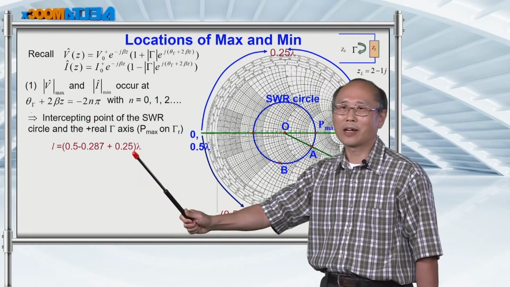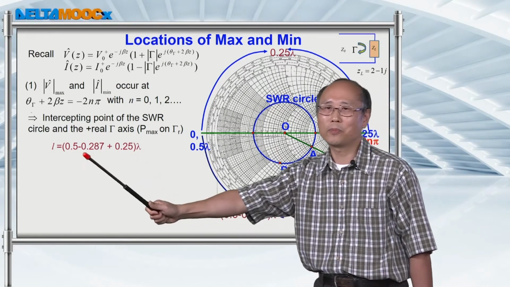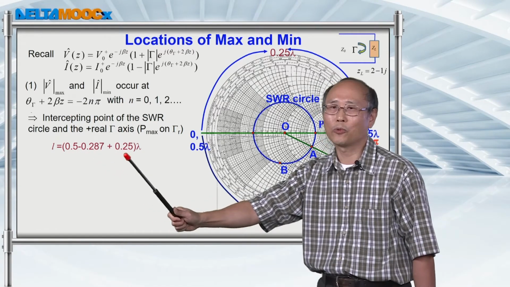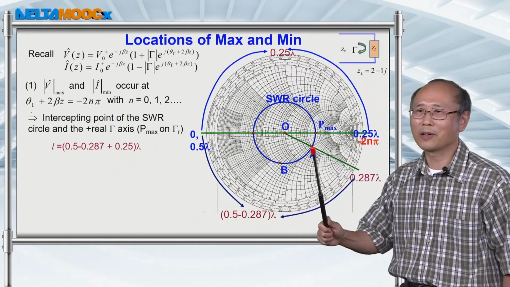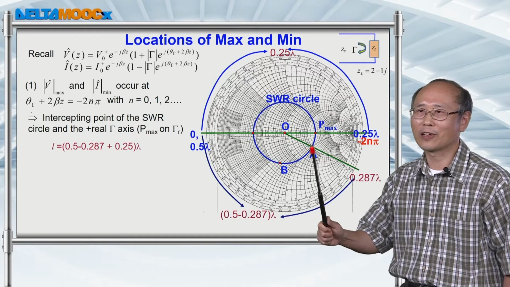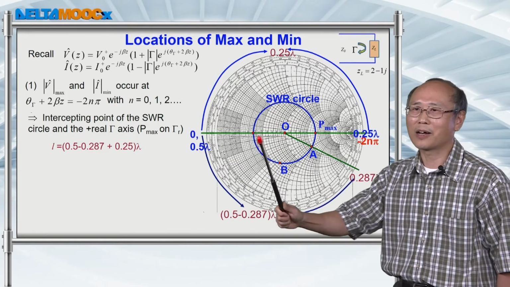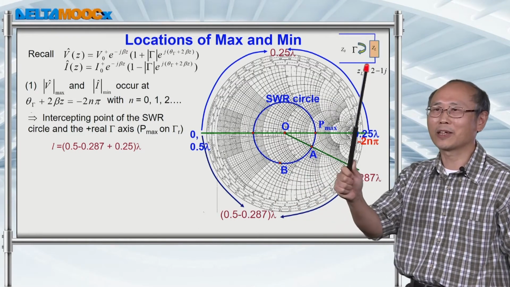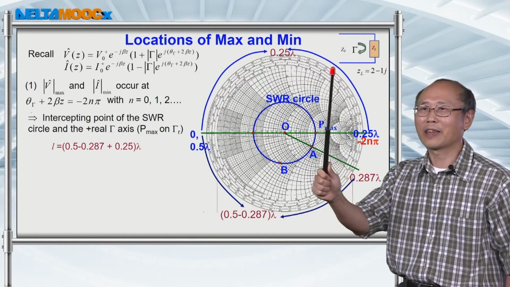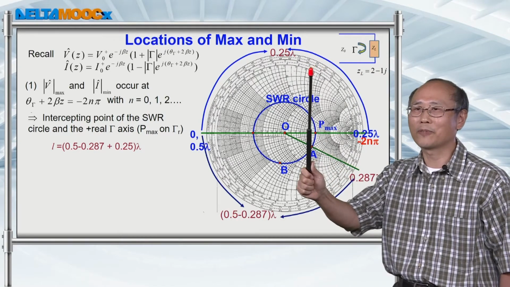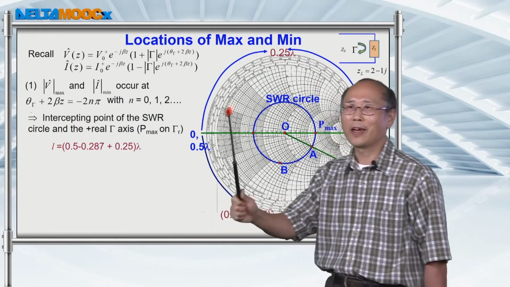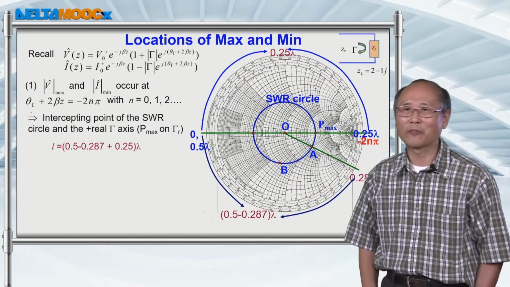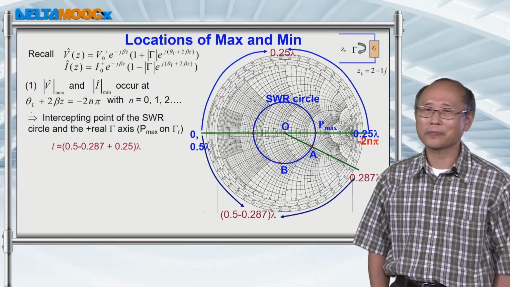Okay, so finally you have 0.5 minus 0.287 plus a quarter wavelength if you move from this load impedance toward the generator to find the maximum voltage value. So think about that you want to move on this line, and the total length you have to move is this much. And then at this location, you'll be measuring a maximum voltage or a minimum current.